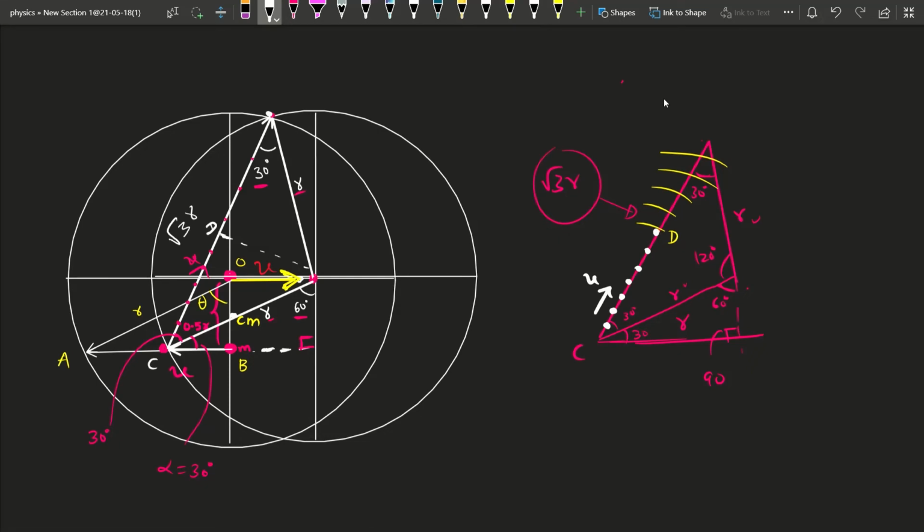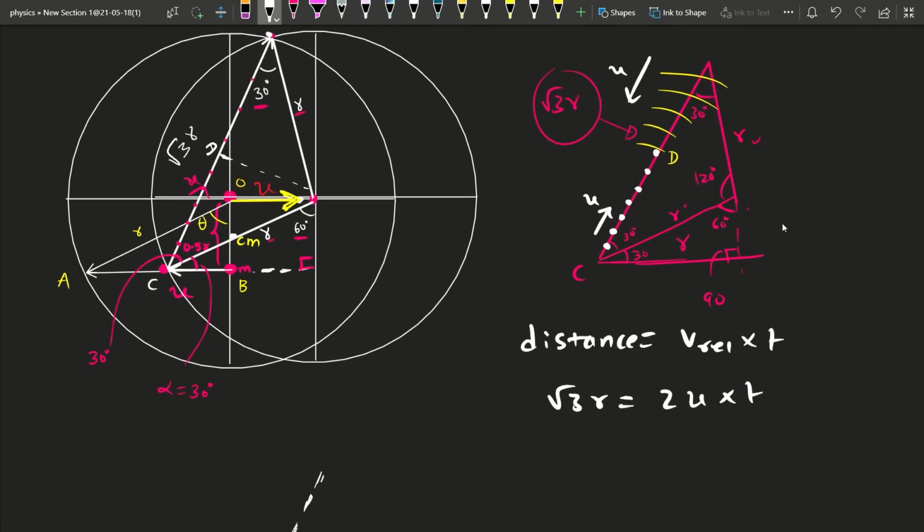So we have to notice that point very clearly, because both are moving with the same speed, but in opposite directions, and they are going to collide at point D. So here again, you can directly apply distance is equal to v relative into time. The distance is now root 3r, the relative speed is 2u, into time t. So you can clearly notice that the time at which they will collide is root 3r by 2u.